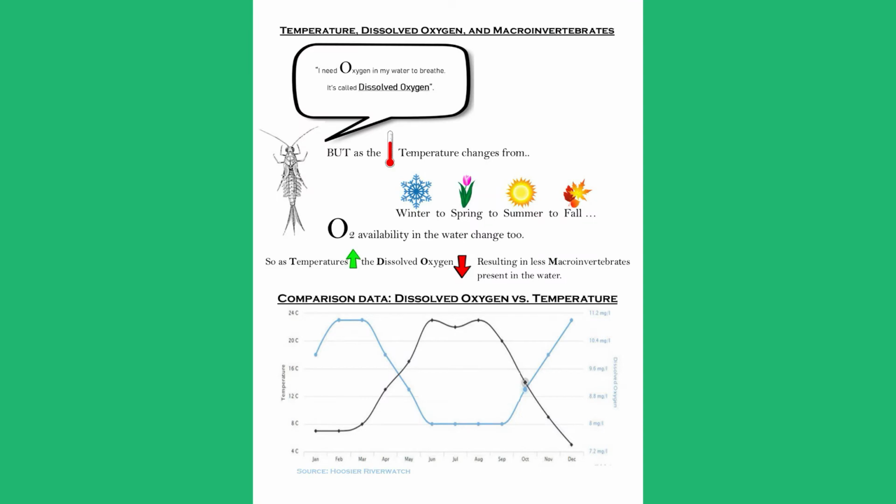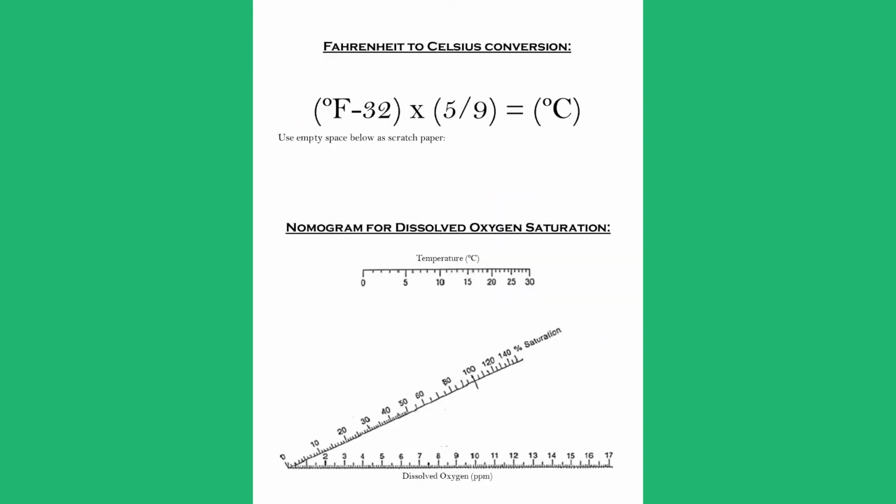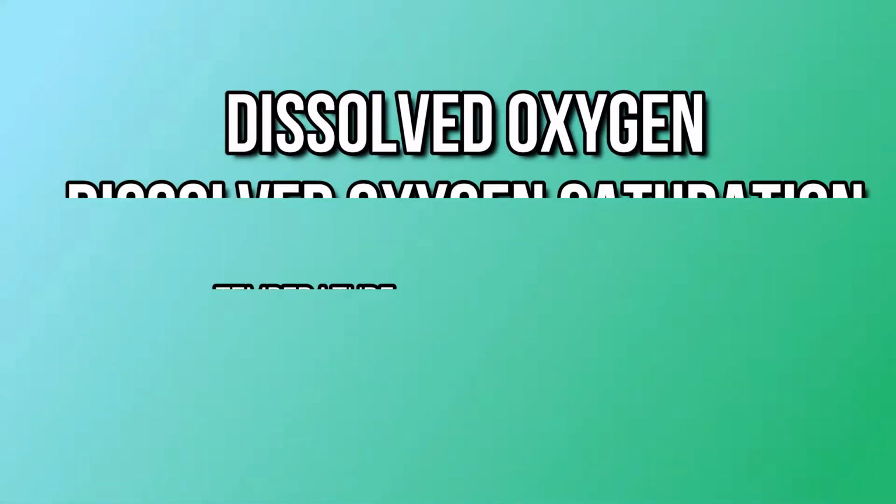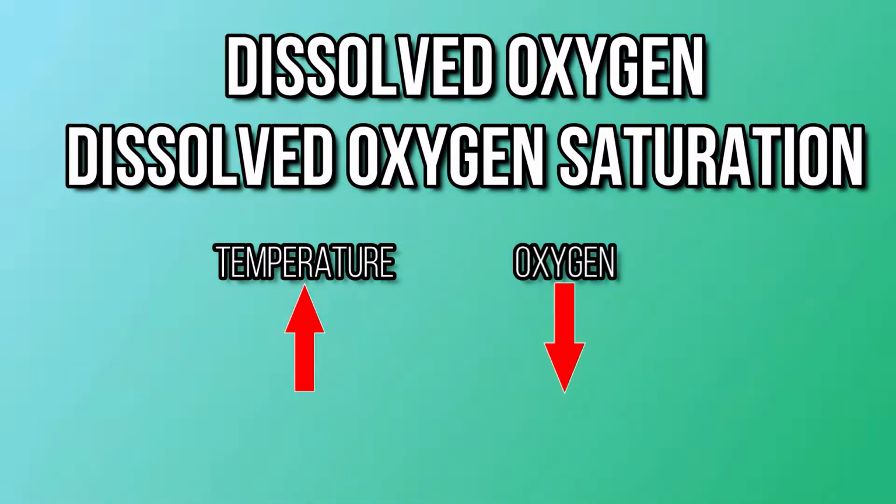Now I need you to take out your temperature, dissolved oxygen, and macroinvertebrate sheet. We're going to be using both sides of it this time. The front of the sheet explains how dissolved oxygen is essential for the health and survival of organisms in aquatic environments. Macroinvertebrates, like the ones we are going to study today, depend on oxygen in the water to breathe, as they cannot produce their own like plants do. A graph is shown here to emphasize the relationship between water temperature and oxygen levels. Again, it is important to remember as water temperatures rise, oxygen levels decrease.